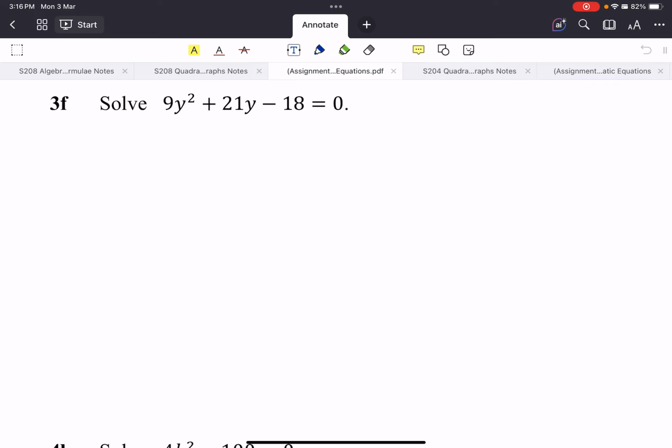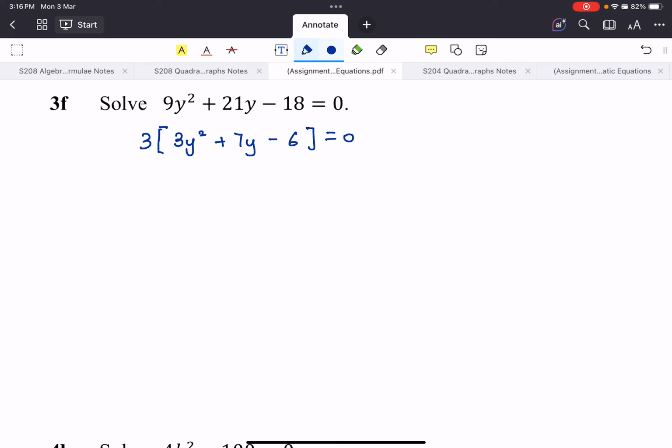We are supposed to solve 9y squared plus 21y minus 18 equals 0. That means we're trying to find y. The first thing we're going to do, of course, is to figure out if we could factorize. By looking at this, I can extract out 3. This gives me 3y squared plus 7y minus 6 equals 0. That means 3y squared plus 7y minus 6 is equal to 0, because 0 divided by 3 gives us 0.